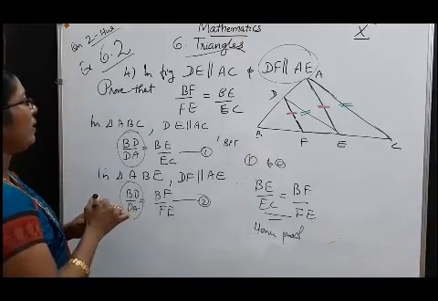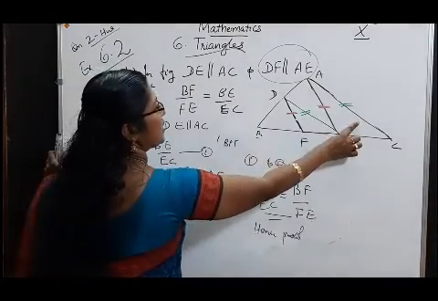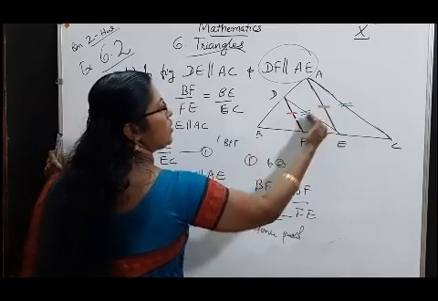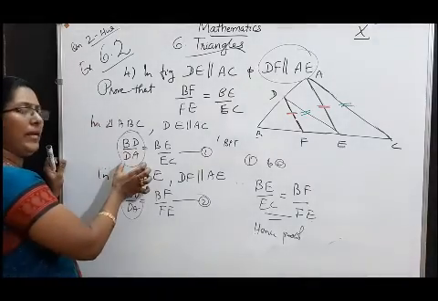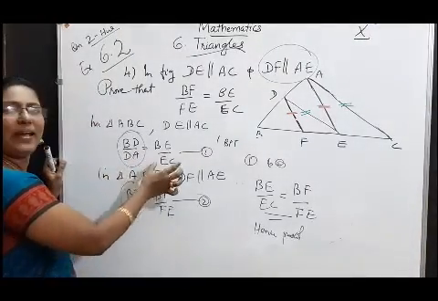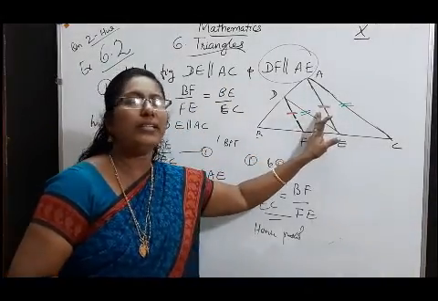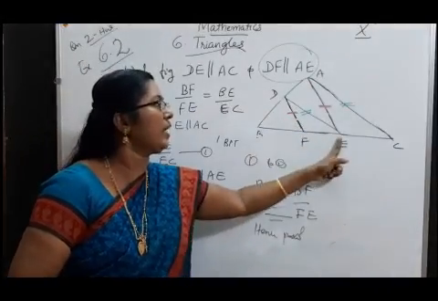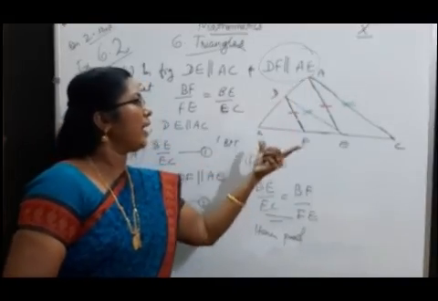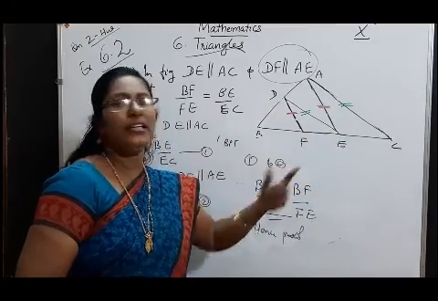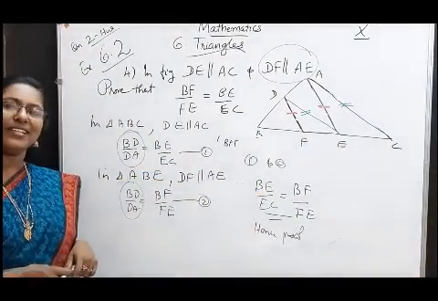Okay, first of all, take the first parallels. DE and AC are parallel. Including these two parallel lines, by using the basic proportionality theorem, BD by DA equals BE by EC. Then, including the next parallel line, take the triangle ABE. BD by DA equals BF by FE. By equating this, you get the answer. Okay, clear? The next question.